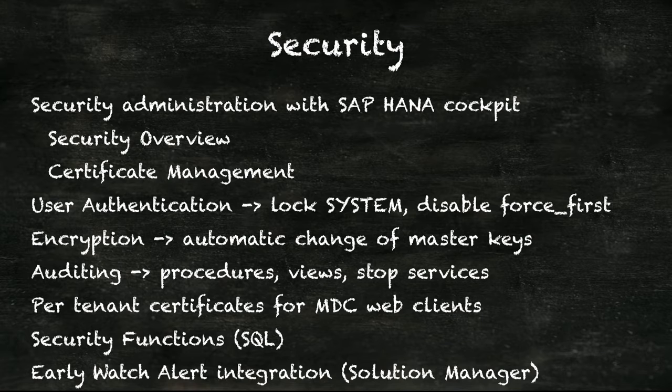Okay, so what's new? Most new features can be grouped under the theme of simplification. We will take a look at the following topics. Security administration with SAP HANA Cockpit. What we have is a new group containing a security overview and a new group for certificate management. Then there are two new features for user authentication. We can now enable the locking of the system user when a wrong password has been entered. Also, we can disable the requirement to change the password upon first logon.